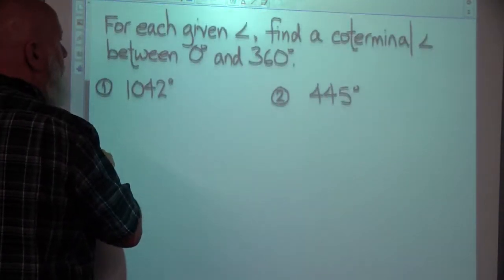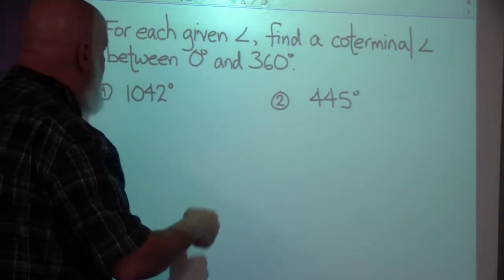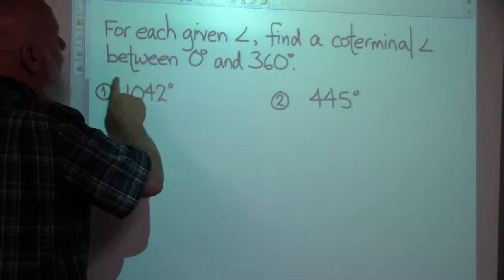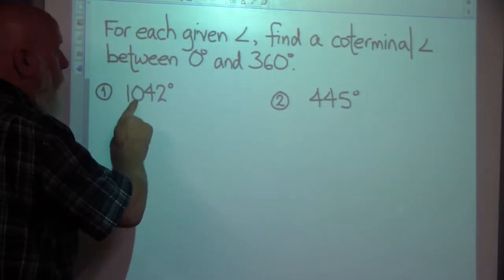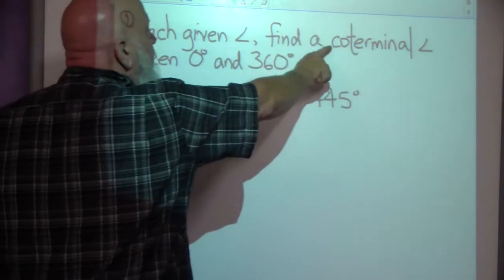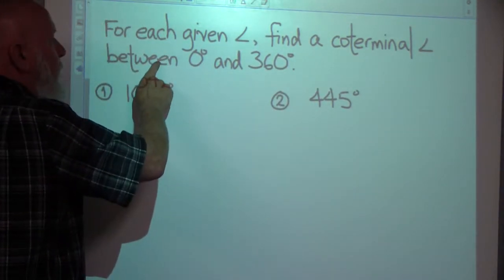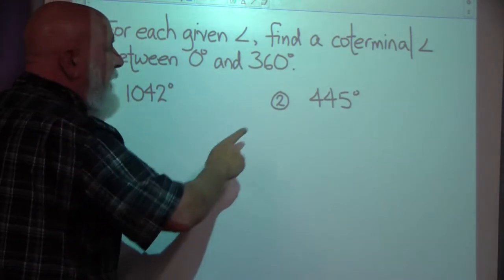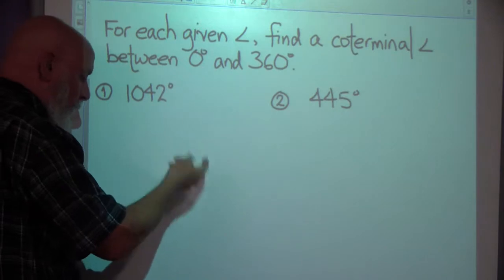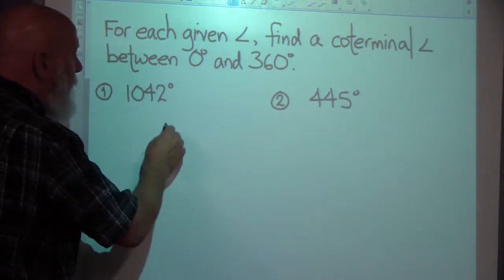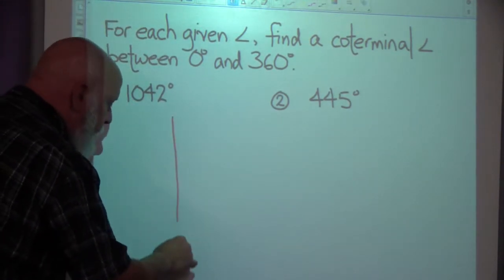Okay. So let's take a look at what that means within the context of a problem. Let's say that I'm given this angle, 1042 degrees, and I'm asked to find a coterminal angle that is between 0 and 360 degrees. That means an angle that stops in the exact same place as this will stop when I rotate 1042 degrees. So let's take a look at this.